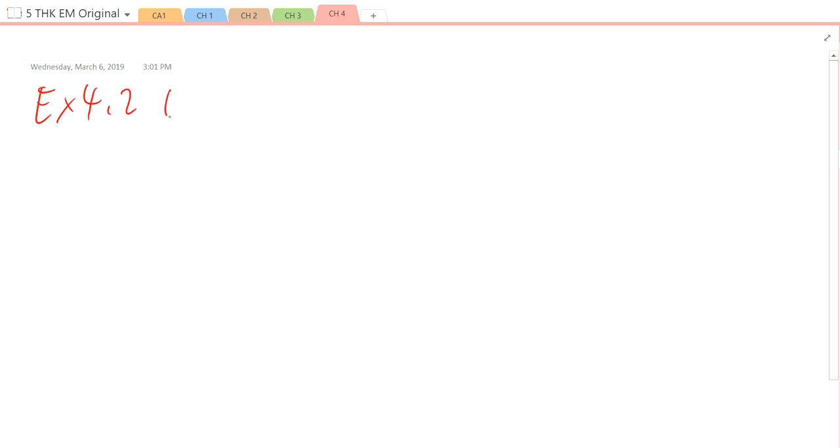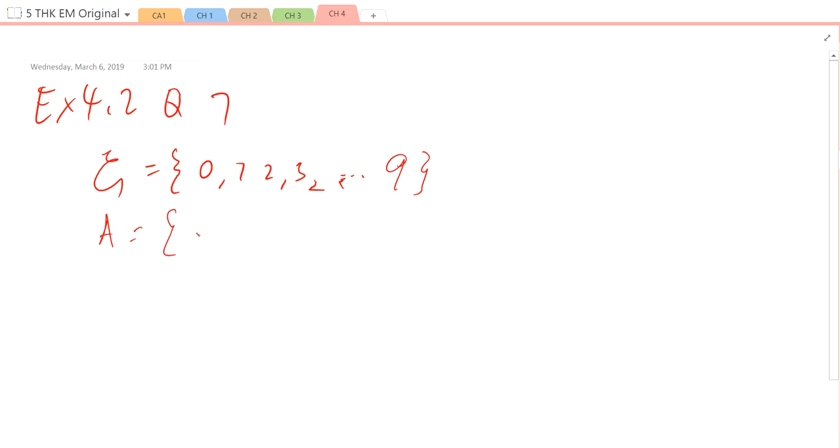Exercise 4.2, question 7. Universal set: we've got the elements 0, 1, 2, 3, and so on until 9. And in set A, we have the elements x where 2x squared minus 7x plus 3 equals 0. This is a quadratic equation. For quadratic equations, how many answers do you think we can possibly have? 2. Will we definitely have 2 answers?